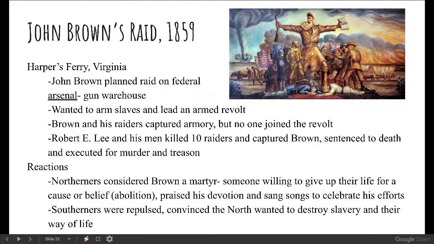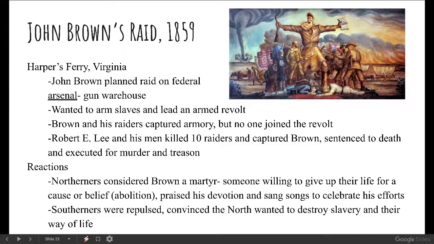And so Brown and his raiders captured the armory, but no one came to join in the revolt part. And so Robert E. Lee, who's going to be a major general in the Civil War, leads his men and kills 10 of John Brown's raiders, captures Brown himself, and eventually Brown is sentenced to death and executed for murder and treason. So a lot of people react to this raid differently.